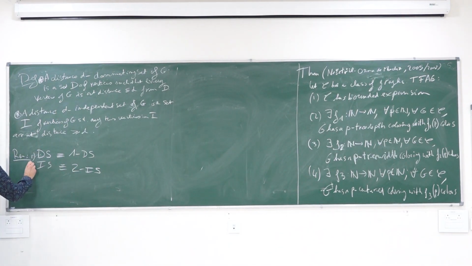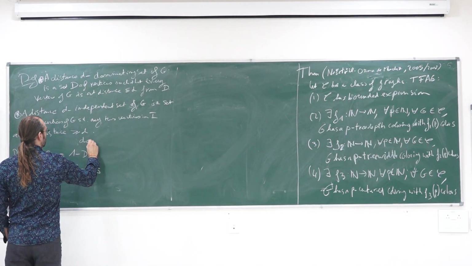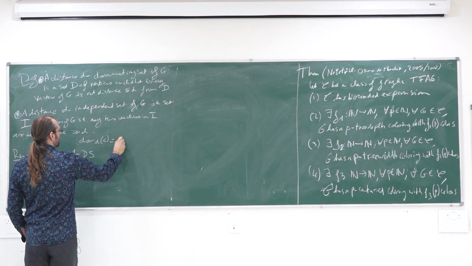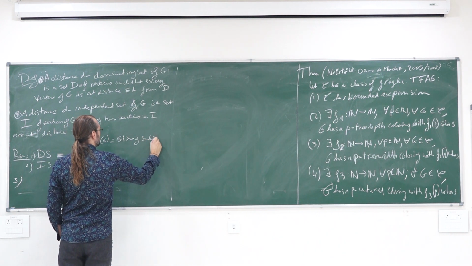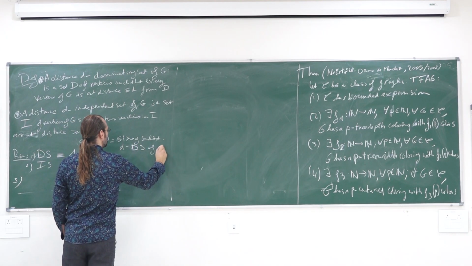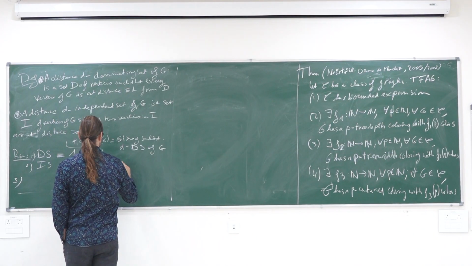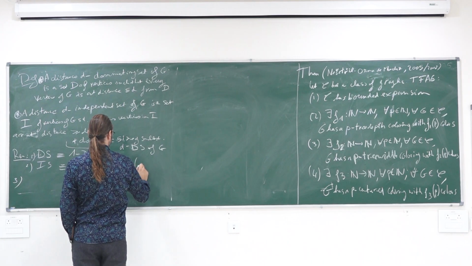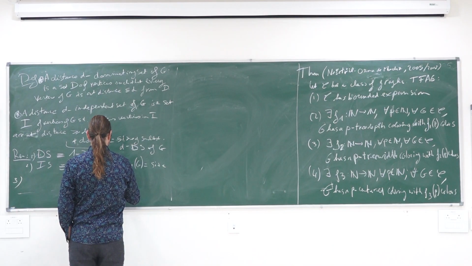Remarks. Another remark: let me define the dominating number at distance d of G to be the size of the smallest distance d dominating set. And then the independence number at distance d of G is the size of the largest independent set.